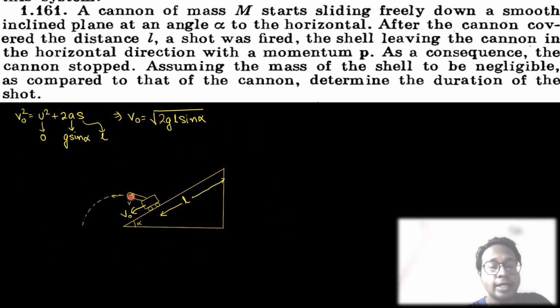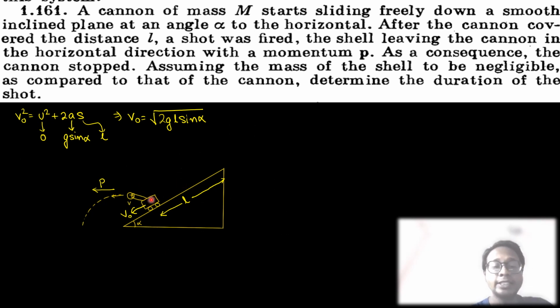Now see, the shell has been ejected, no? Shell has been thrown with some velocity along the horizontal. So after the shell has been thrown, some momentum has been imparted on the shell, isn't it? If some momentum has been imparted on the shell in this direction, equal and opposite momentum will be imparted on the cannon in this direction. So let's say momentum imparted on the shell is nothing but p in this direction, which is equal to mass of the shell and velocity. Equal and opposite momentum will be applied on the cannon in the opposite direction.